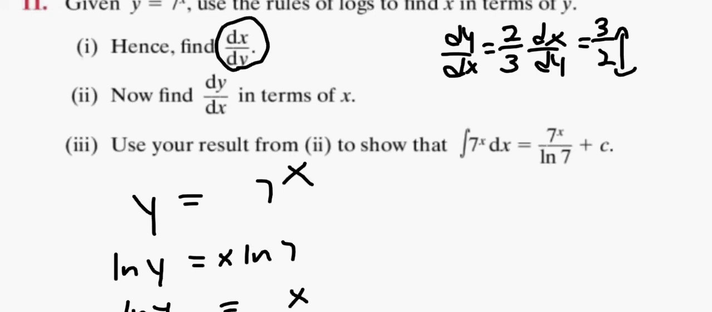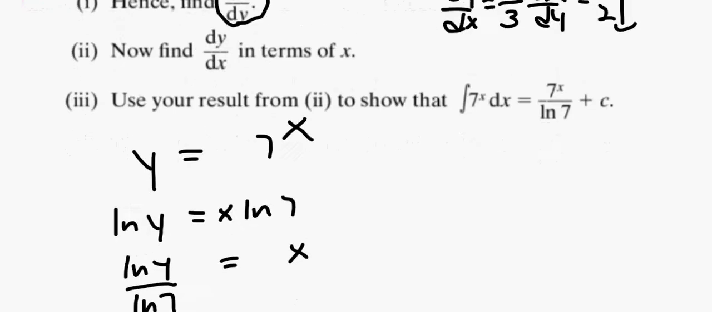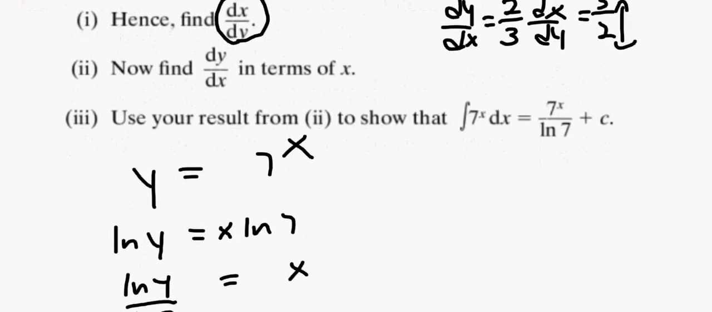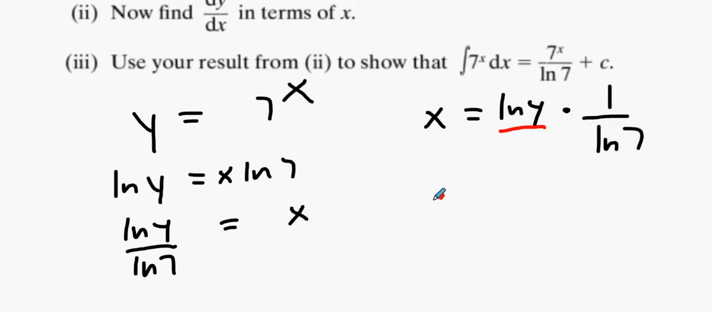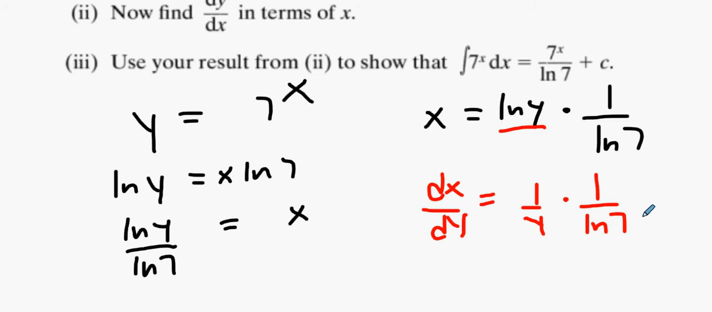Okay. So we actually still haven't found dx/dy yet, have we? We've only found out what x is, haven't we? So what are we going to do next? x equals ln y, and then I'll just put 1 over ln 7 here. What happens when you differentiate ln y with respect to y? What do we get? 1 over y, times 1 over ln 7. You cool with that?